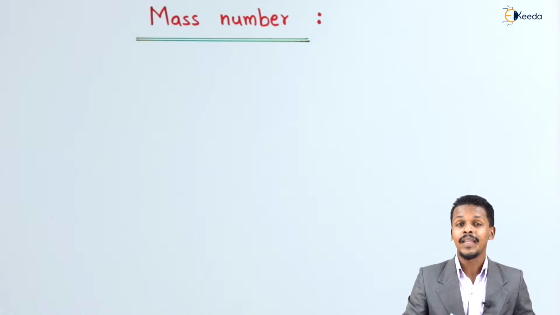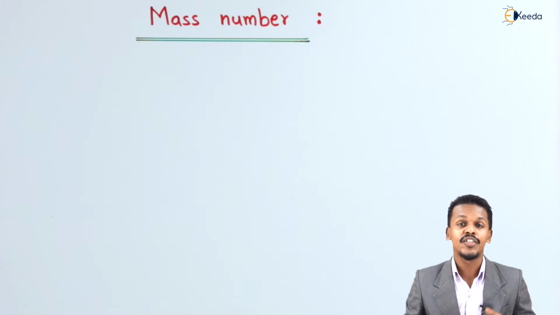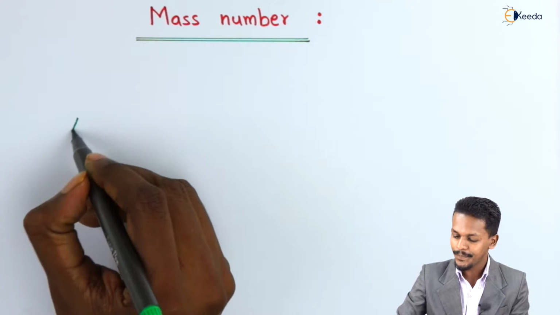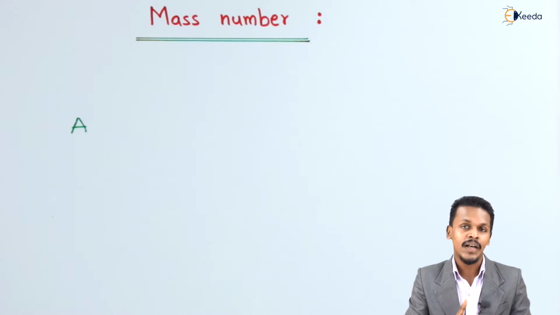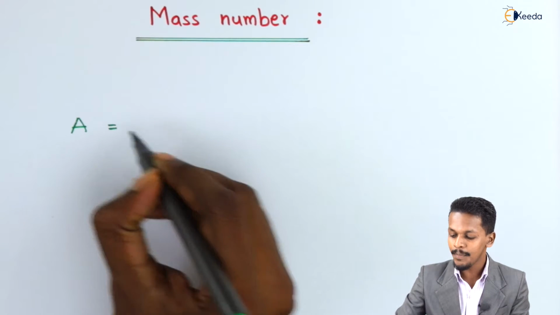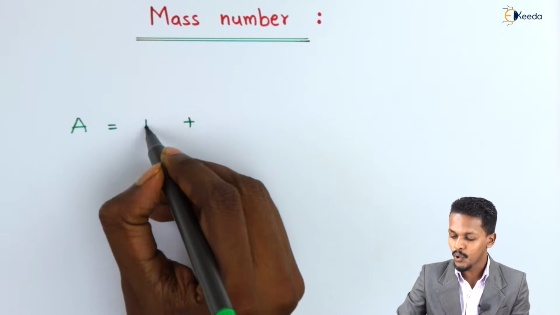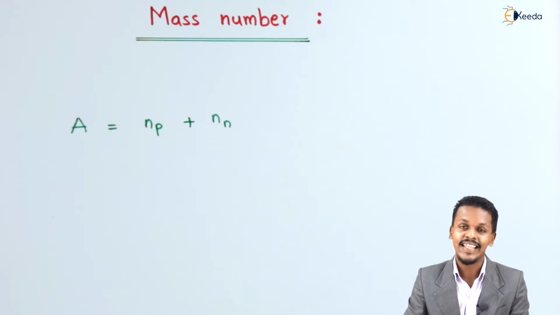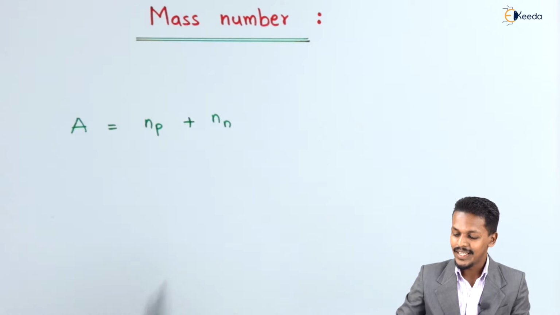So friends, in this topic I'm going to talk about the mass number, which is also known as atomic mass number, which is represented by A. So what is the atomic mass number of a particular atom? Atomic mass number of a particular atom is the sum of the number of protons and the number of neutrons present in the nucleus of an atom. This is just a simple calculation, but now let me elaborate on this formula.